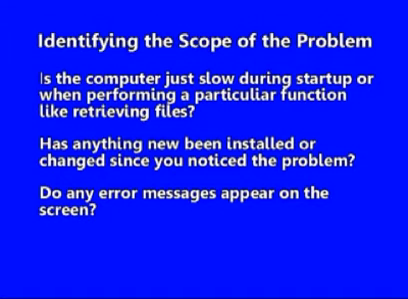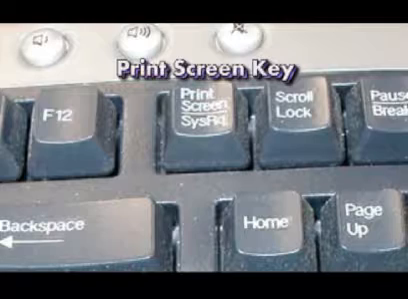When someone calls with a computer problem, any details they can provide about the exact nature of the problem may be helpful. For example, is the computer slow all the time or just in a particular program? Is a computer just slow during startup or when saving or retrieving files? Has anything new been installed at the time you first noticed the problem? Do any error messages appear on the screen? If so, write or print down the error messages.